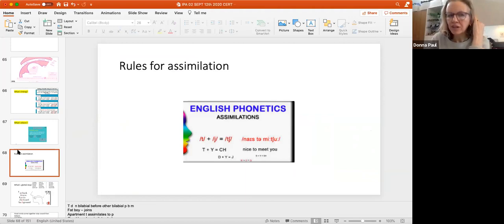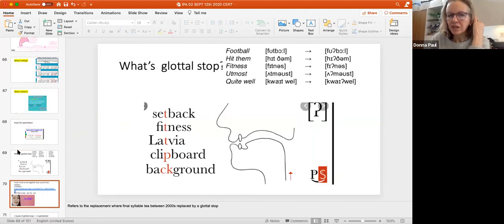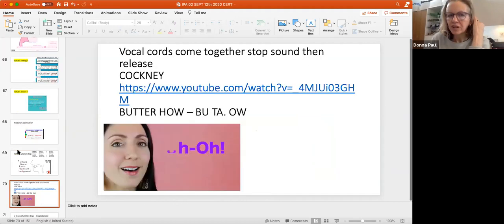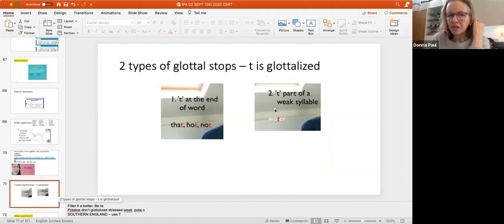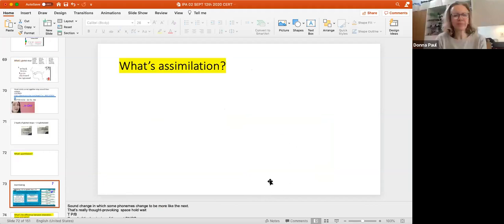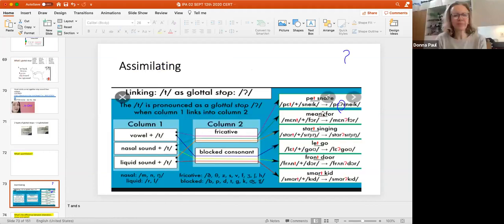And we watched a video, talked about glottal stops where you drop the t, or you have it as a weak syllable, therefore it gets dropped. So you say wa'er, not water. So assimilation, you see, when you have a fricative, for example, the pet snake, it's hard to say. So s is a fricative, or a blocked consonant like g or k, are hard to say when it ends in t. So the t gets dropped. Assimilating.